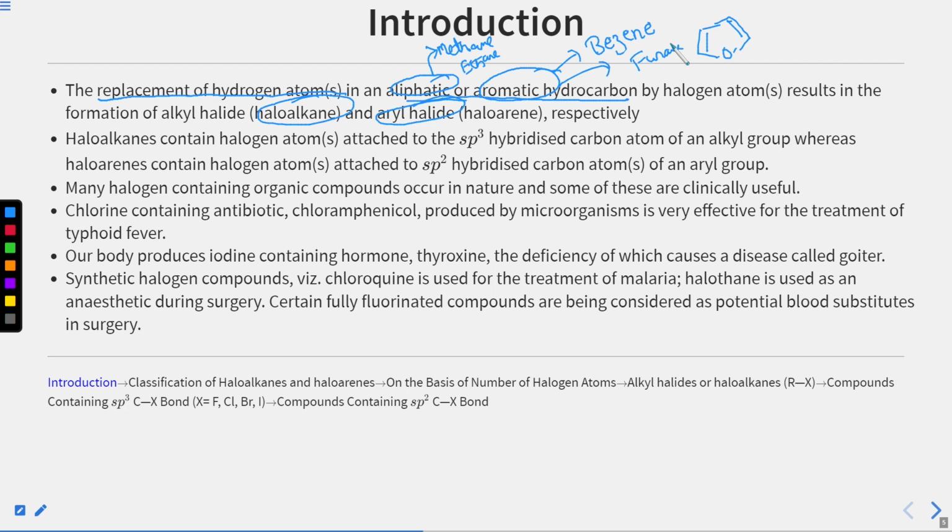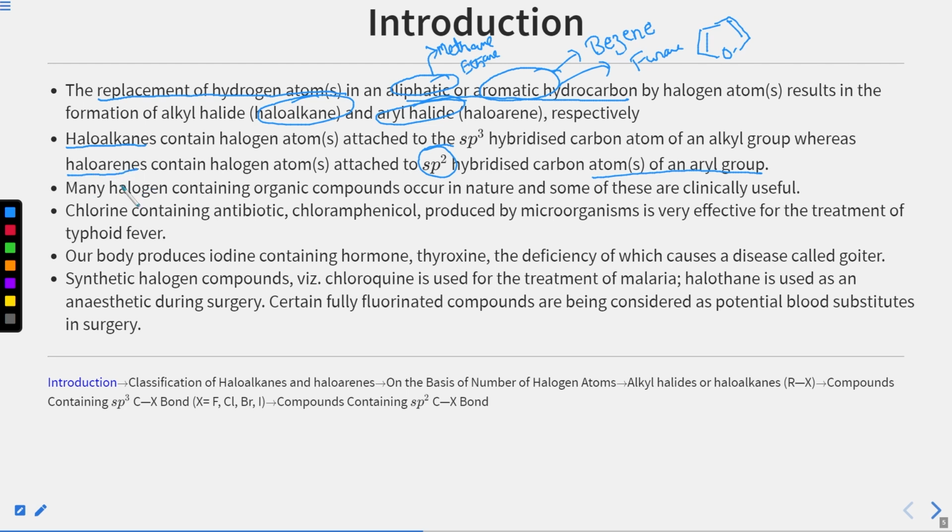The haloalkane containing compounds have halogen attached to an sp3 carbon, whereas the haloarene containing halogen atoms are attached to sp2 hybridized carbon. Okay, so this is not true always. We will see examples of haloalkane. So this is haloalkane. If the halogen is attached to a carbon that is sp3 hybridized, we term it as haloalkane. And if it is attached to an sp2 carbon of an aryl group, not any sp2 carbon, but the carbon which is of an aryl group, then we call it as haloarene.